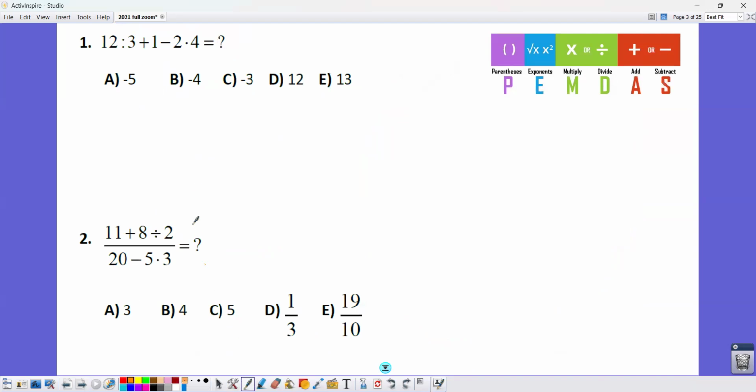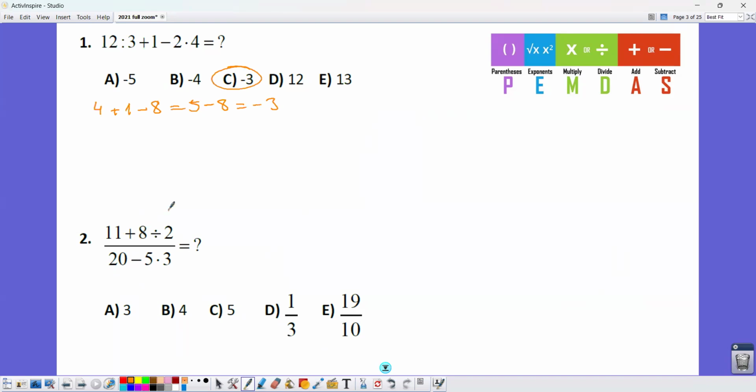We have here, so firstly what we are doing, if you have brackets or parentheses, firstly parentheses, then exponents, after that multiplication or division, which one is the first? So I will start here with the division. 12 divided by 3 is 4, plus 1 we have here, minus, then multiplication. 2 times 4 is 8, so it is 4 plus 1, 5, minus 8 is equal to minus 3. So C is our answer.